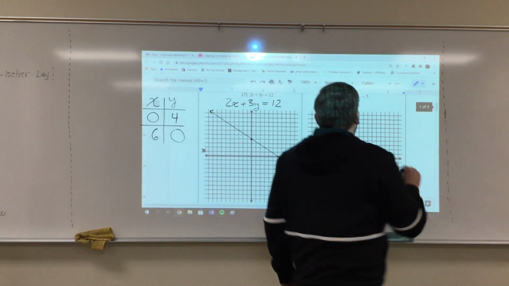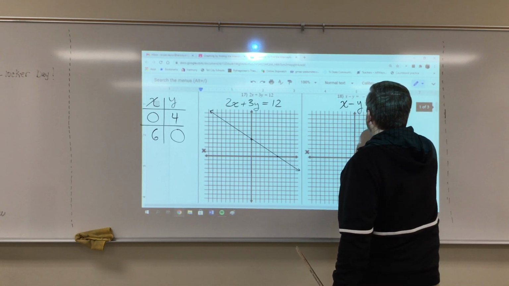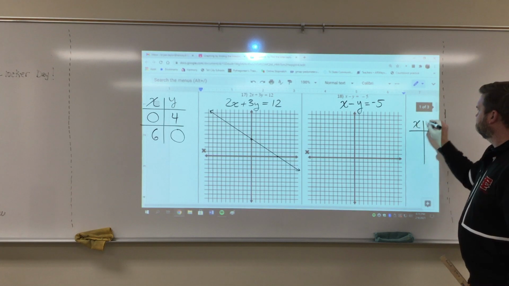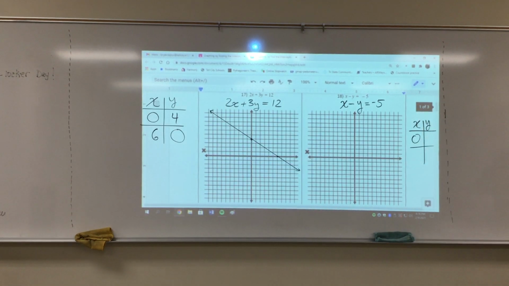All right, this one says x minus y equals -5. So we'll make another little t-chart over here. I'm gonna go shake the mouse so it doesn't shut off on me.